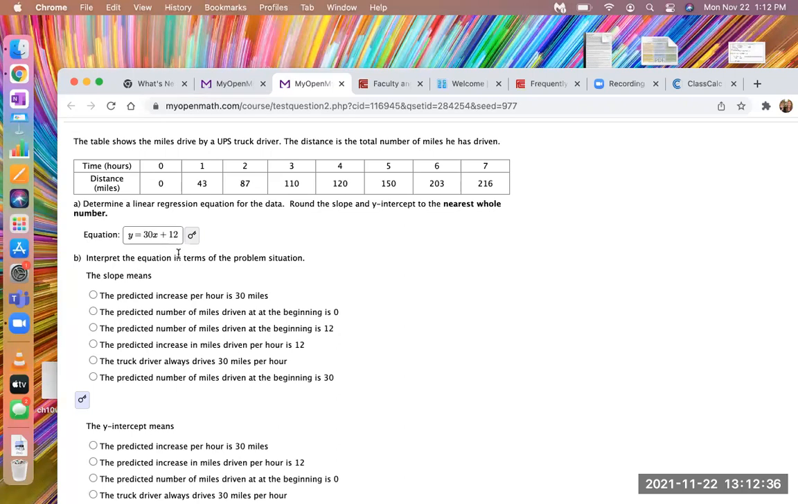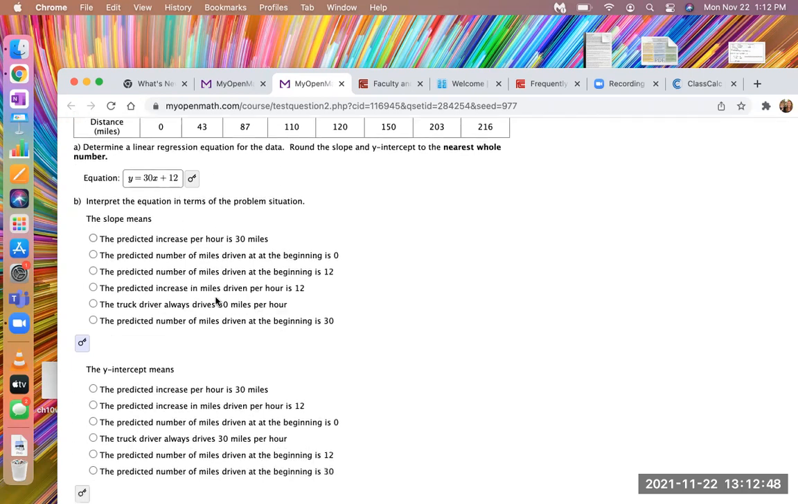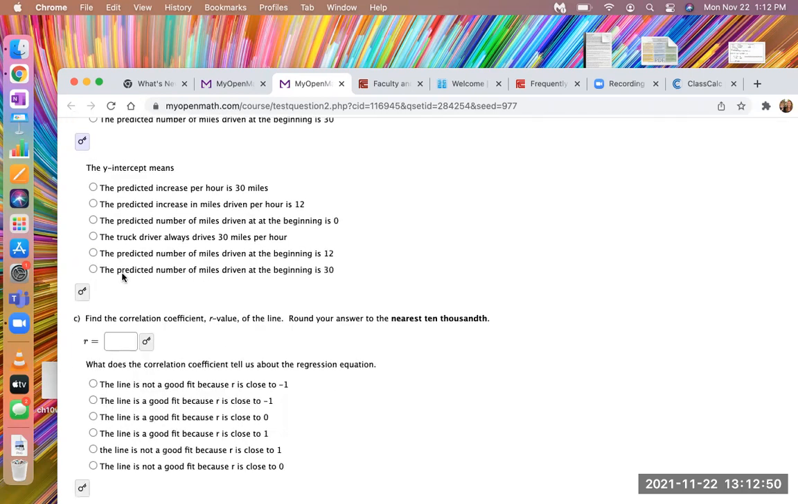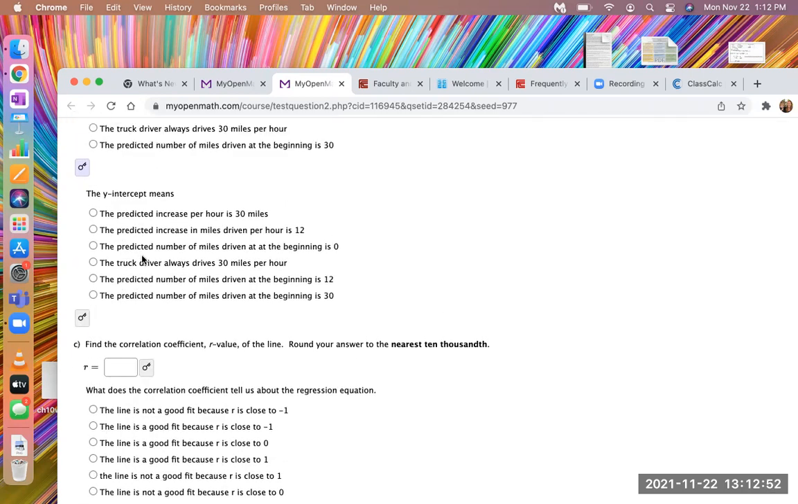So maybe he actually lives closer to the location that he wants. So when he left his house, he was already 12 miles from maybe the warehouse or whatever, and 12 miles on toward his destination. So I would say, yeah, at the beginning, before he even started driving, he was at mile marker 12. So the y-intercept definitely has something to do with 12.